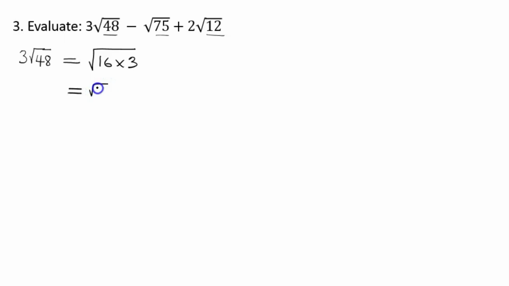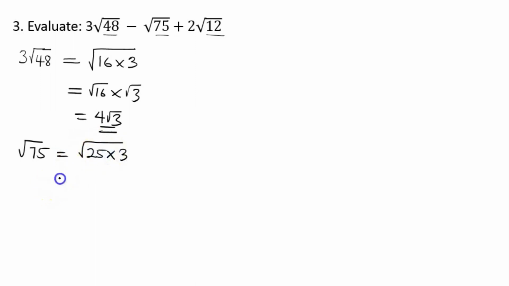So this is root 16 multiplied by root 3, which is 4 root 3. Okay. Then again, we look at root 75. Of course, we have done root 75 before. That's 25 times 3, which is root 25 multiplied by root 3, which is 5 root 3. All right.